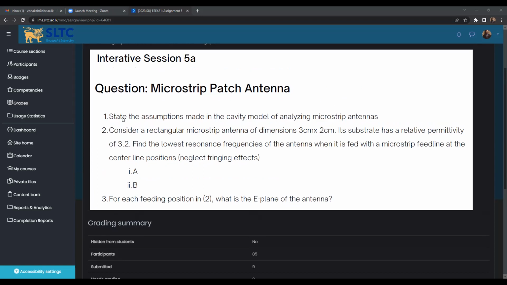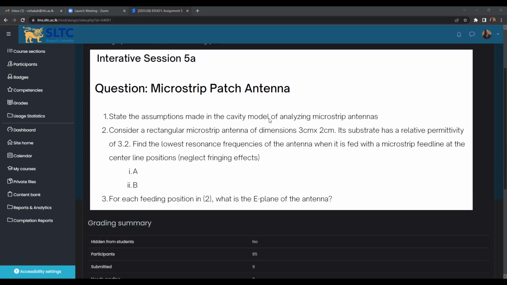So the first question is: state the assumptions made in the cavity model of analyzing microstrip antennas. In the lecture notes, I have given the assumptions of the cavity model. So I think you can directly refer to that and write the answers.